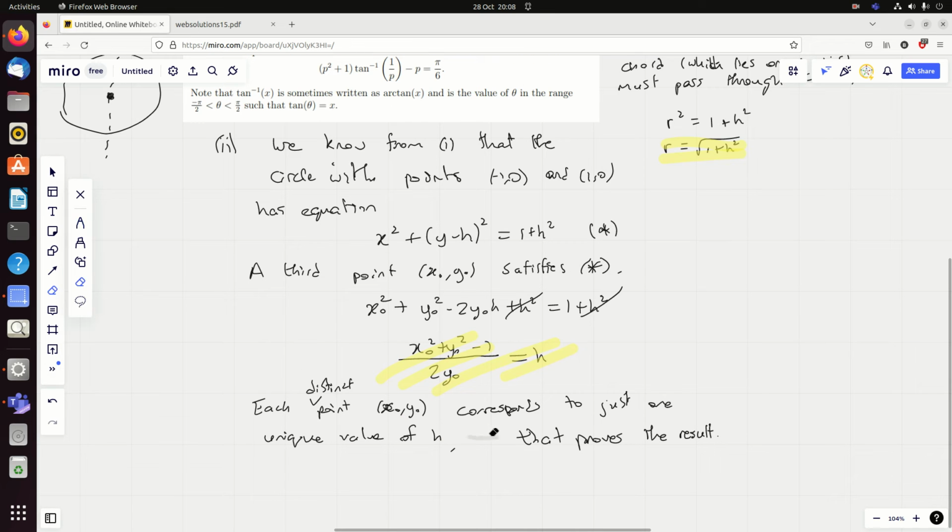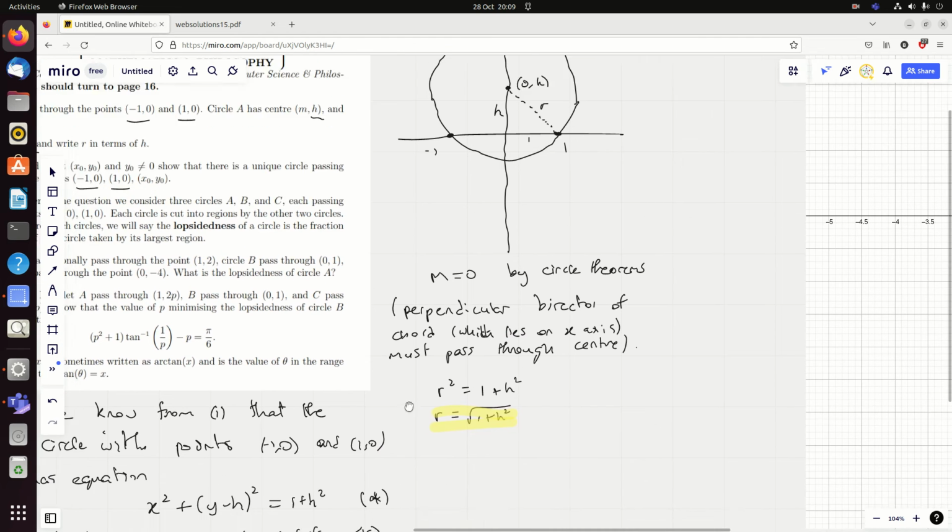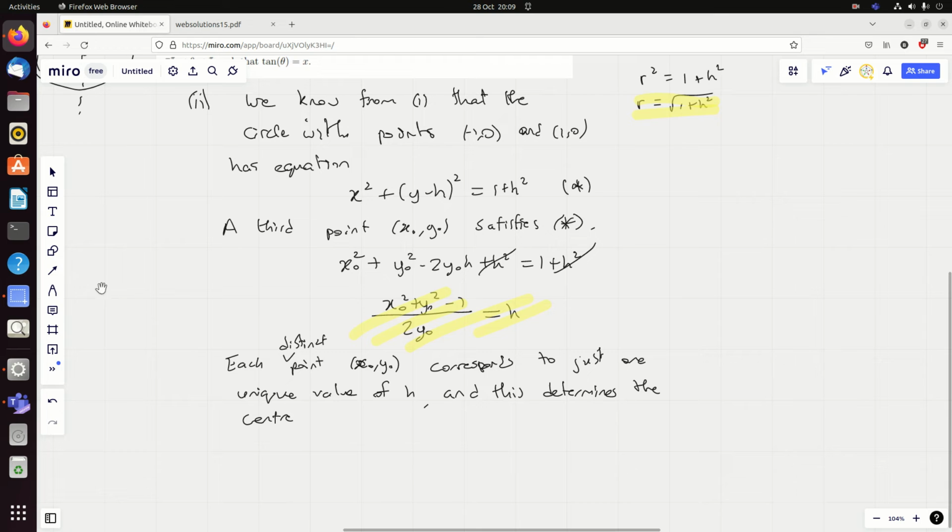I was thinking, what I wanted to say one more thing. I might put one more thing after this. So to just one unique value of h, and this determines the radius, the center, and the radius of the circle, because the center is (h, 0), if you remember. That's what we proved in part 1, and the radius is dependent upon h. There we go, done. Okay, so that was part 2.